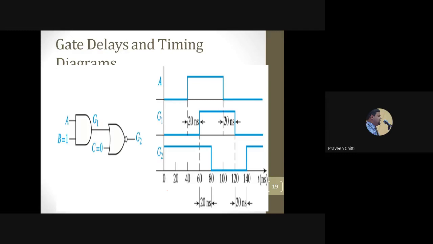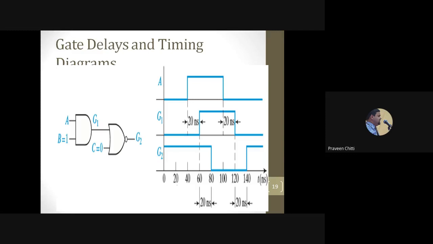When the output G1 will change after a delay of 20 nanoseconds. And similarly, output G2 will change after a delay of what? Another 20 nanoseconds, that is 40 nanoseconds. That means here every gate is having a propagation delay of 20 nanoseconds.